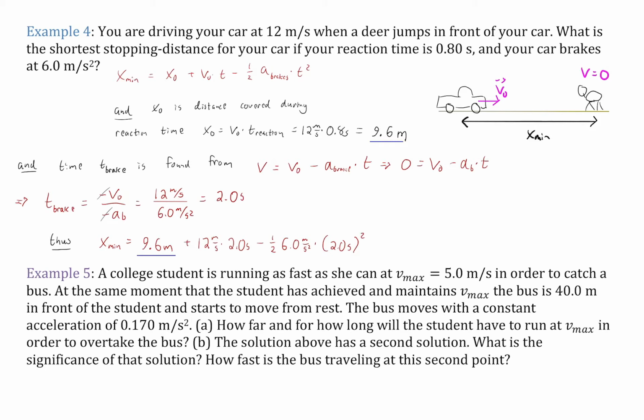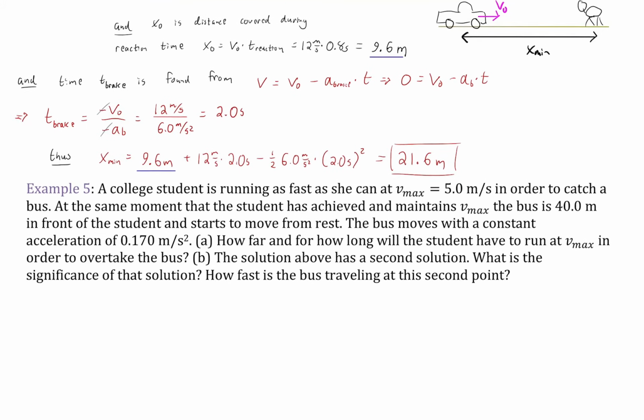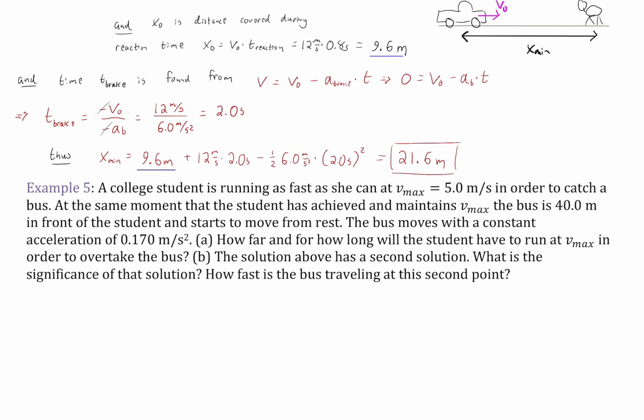So then we can plug in all our values, the time we solved for and the initial position we solved for, and we get 21.6 meters, okay? Which is pretty darn far. I mean, we're talking like 70 feet. But this also isn't the best reaction time. 0.8 is pretty slow. Okay? So hopefully that is a good problem. Makes sense. A little bit more complex.